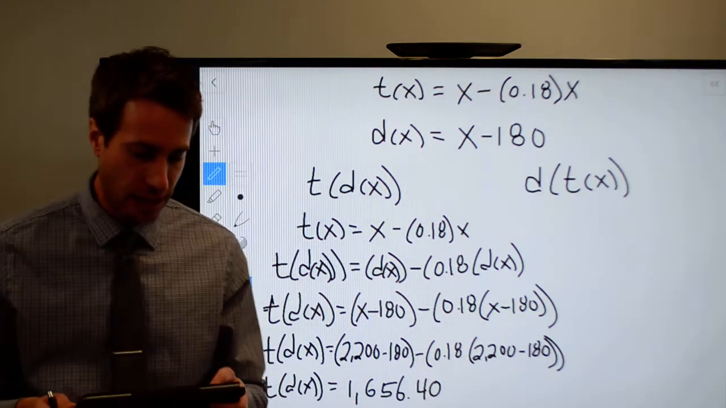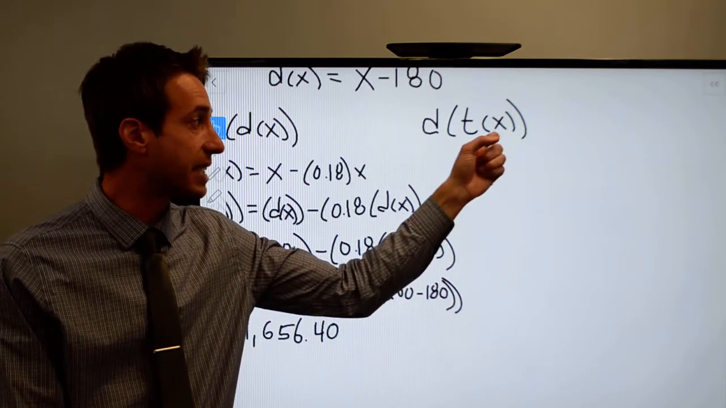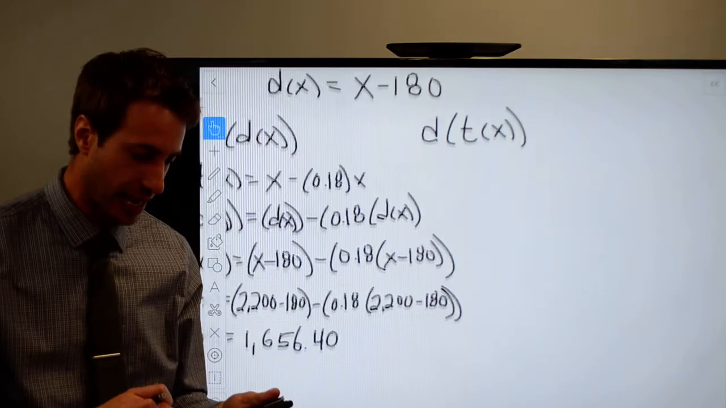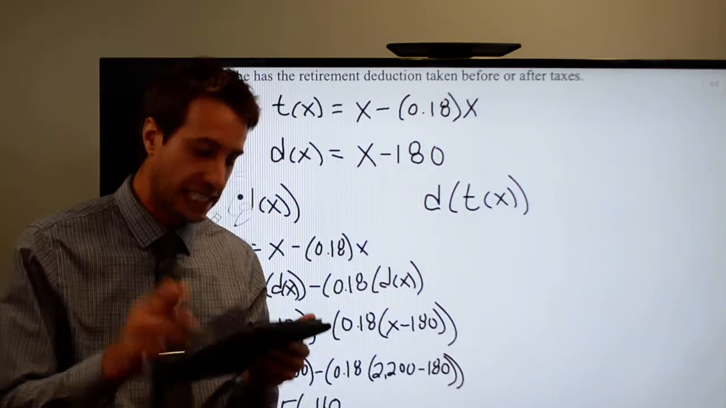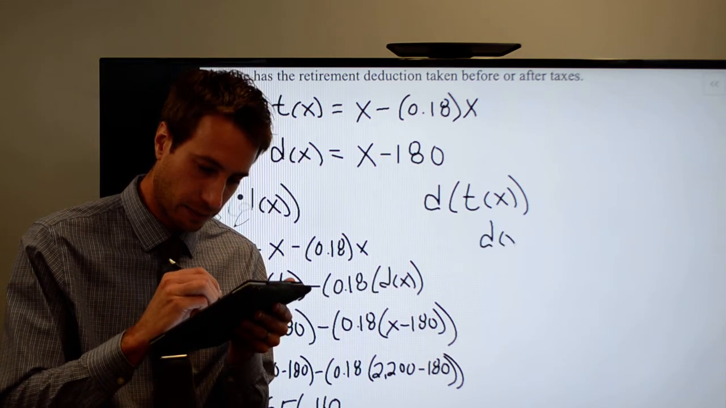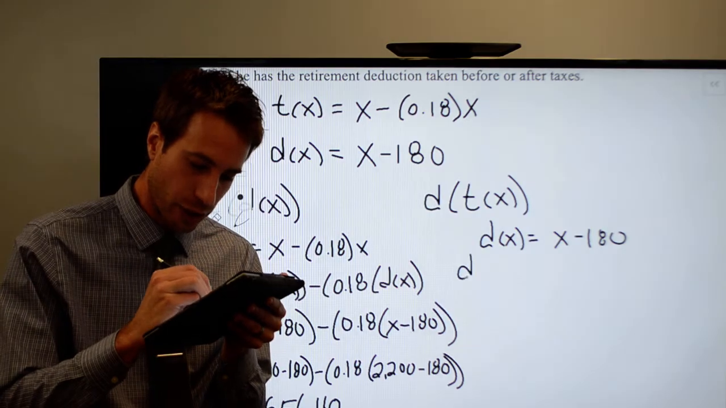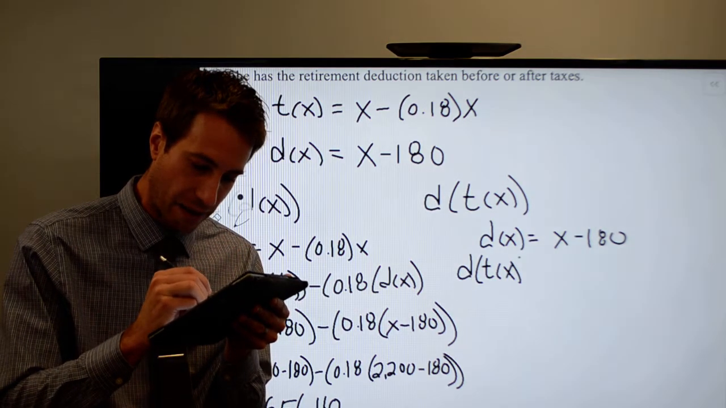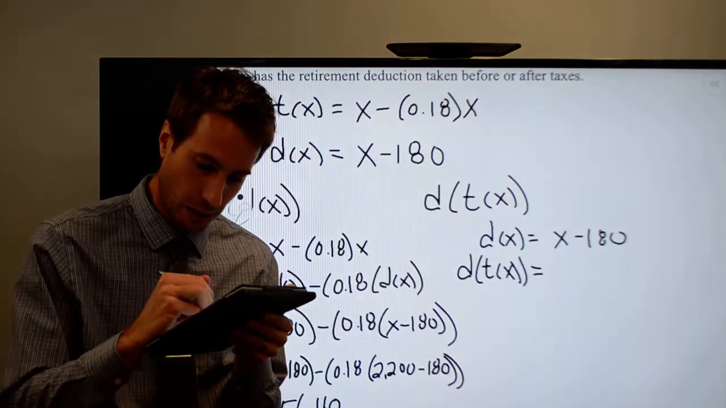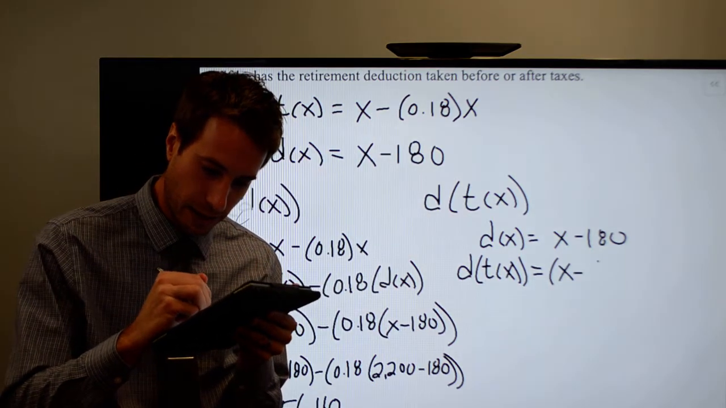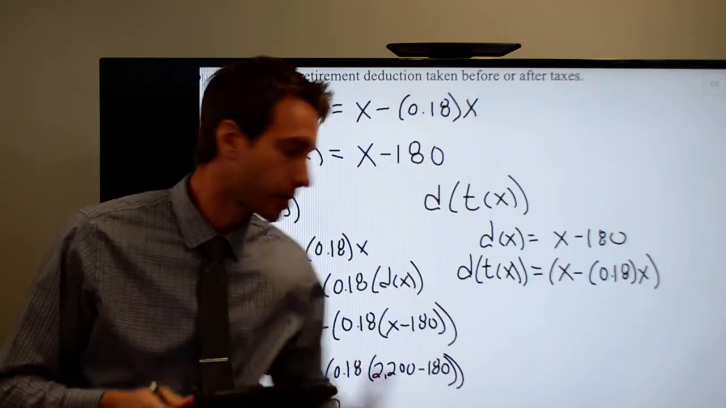Let's go ahead and do the other one. This is the one where Tyrone is first going to be taxed, then he's going to take out the deduction. So here we go. First, I need d of x. Then I'm going to do d of t of x. So everywhere I have an x, I plug in t of x. So I'm going to plug in an x minus 0.18x and then minus 180.